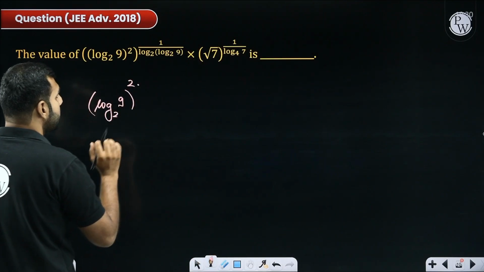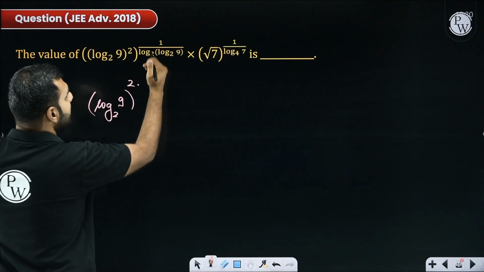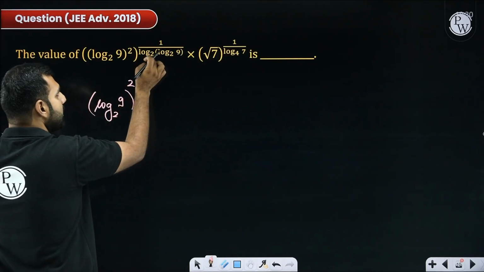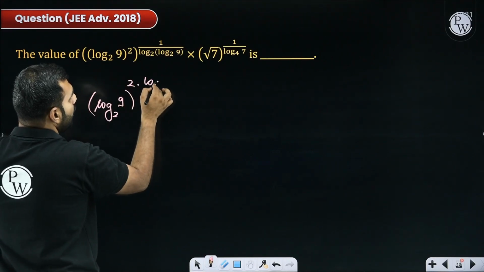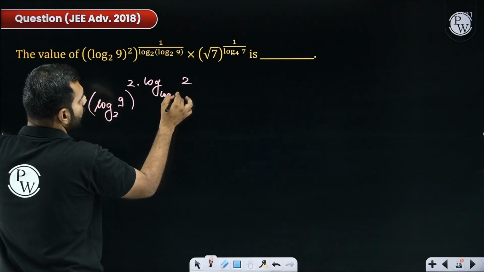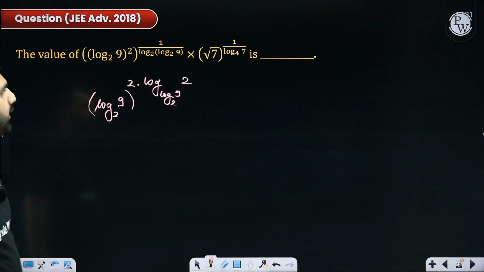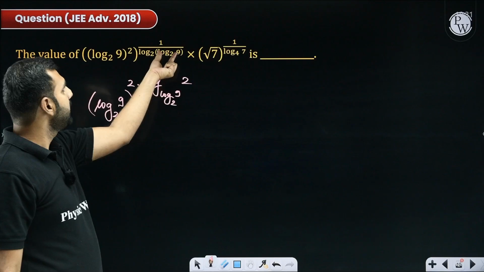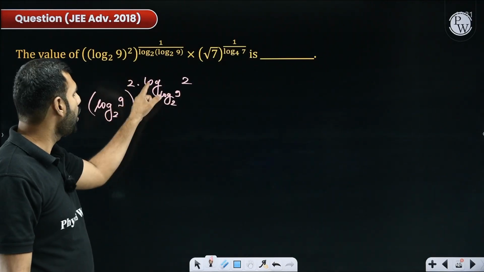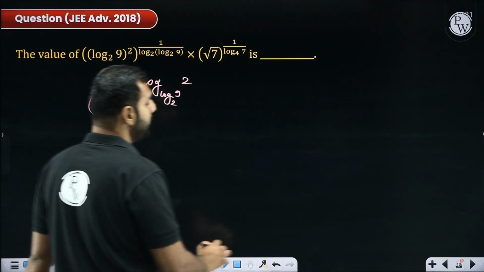But here, look at this. Log of 9 base 2 at base 2. So if I'm taking it in the numerator, this log of 9 base 2 becomes the base, and this 2 goes there. So it becomes log of 2 at base log of 9 base 2. Yes or no? Did you all get this, or shall I repeat it? 1 upon log b base a is log a base b. So it is log a base b. Have you gotten that?